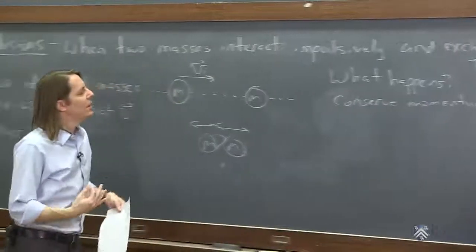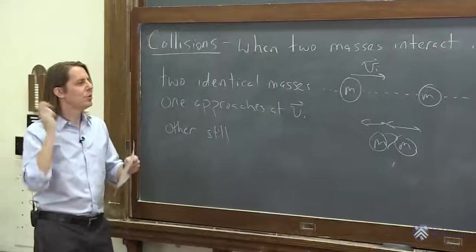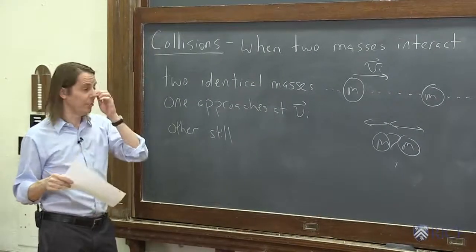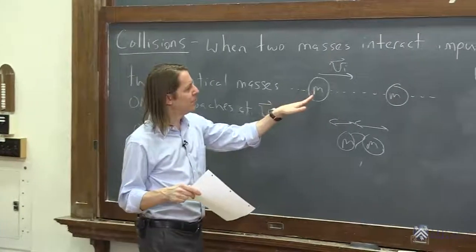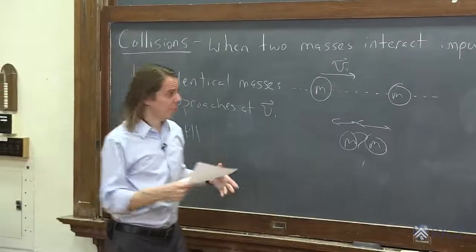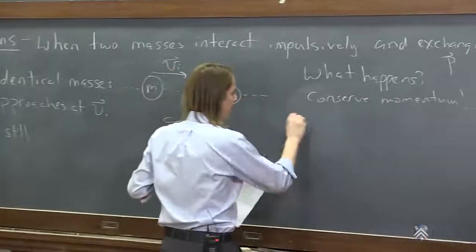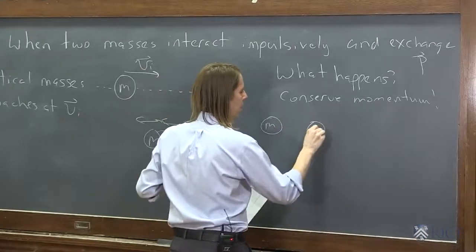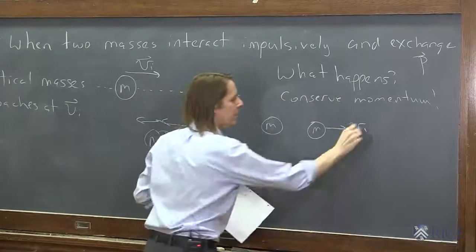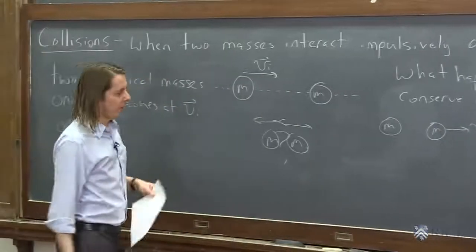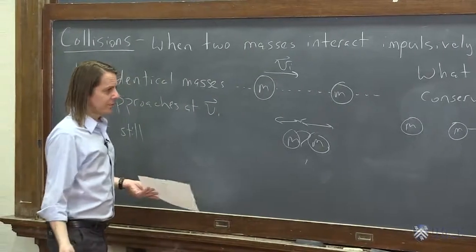So let's see how you could conserve momentum here. We're going to do it mathematically later. Now let's just think our way through it. The initial momentum was m times vi. So one way you could conserve momentum is you could have this one stop and this one go at vi. Right? That would conserve momentum. But there are other things that could happen and still conserve momentum.